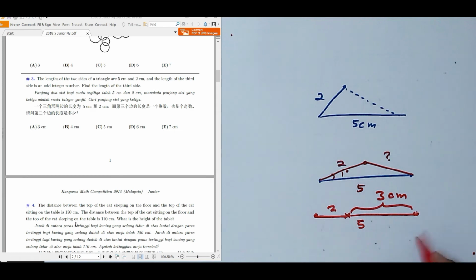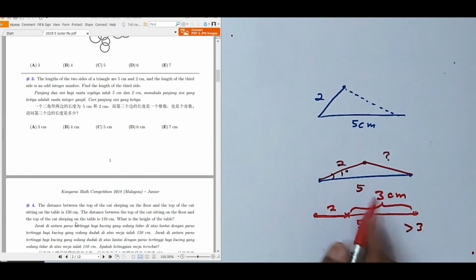But it must be more than 3. It cannot be equal to 3. If equal to 3, this angle will be 0 and no triangle is made. So to make the triangle, you have to lift this 2 a little bit, maybe 0.0001 degree. That means when this goes up a bit, this length will be more than 3. That is the smallest side.